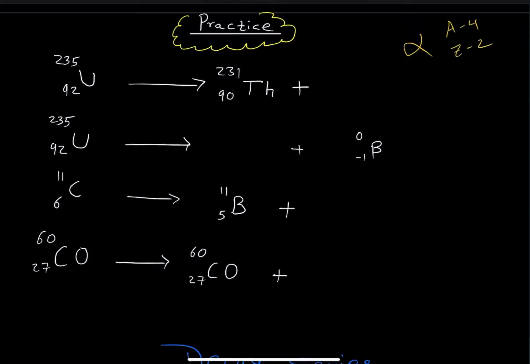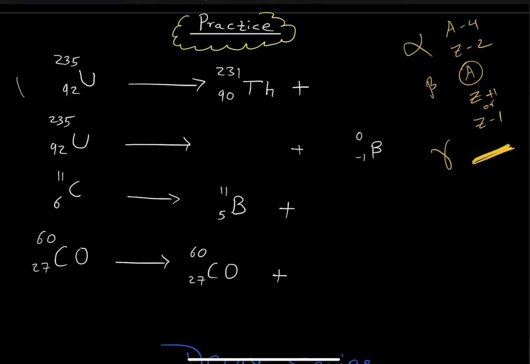That's very important. If it is a beta decay, the A will remain the same, but you have to either add or subtract from the Z. In the case of gamma, nothing will change, pretty much everything remains the same, but you release gamma radiation.